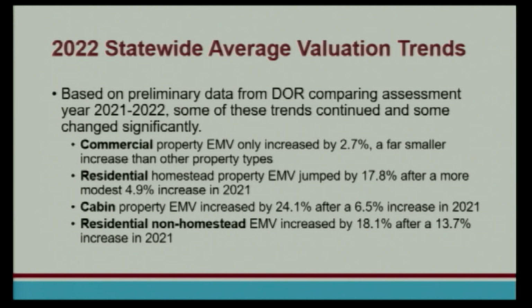Residential homestead property jumped 17.8%. That's a really sizable increase. Cabin property, which was up 6.5% in 2021, jumps 24%. That's, again, a very high increase. And I think some of these trends we're seeing are probably related to the pandemic. And then residential non-homestead increased by 18.1%. Still increasing from the year before, but not as dramatic a jump when you're talking about a percentage basis.